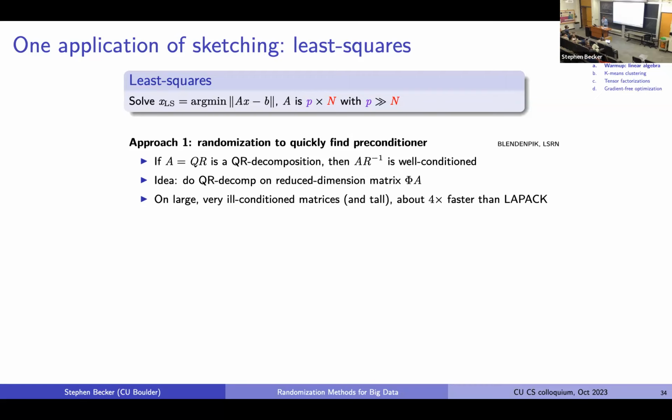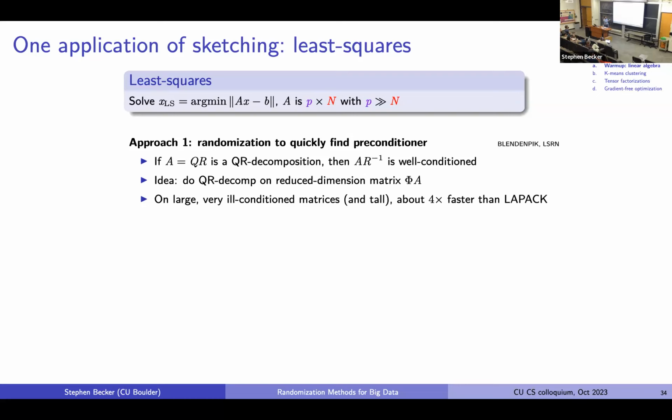But that kind of defeats the purpose of doing something faster, because finding the QR decomposition is how we do this in practice, so I want to do something faster. Okay, so what can I do that's faster? Suppose I sketch A. I do phi times A and make that smaller, so now it's easier to work with.